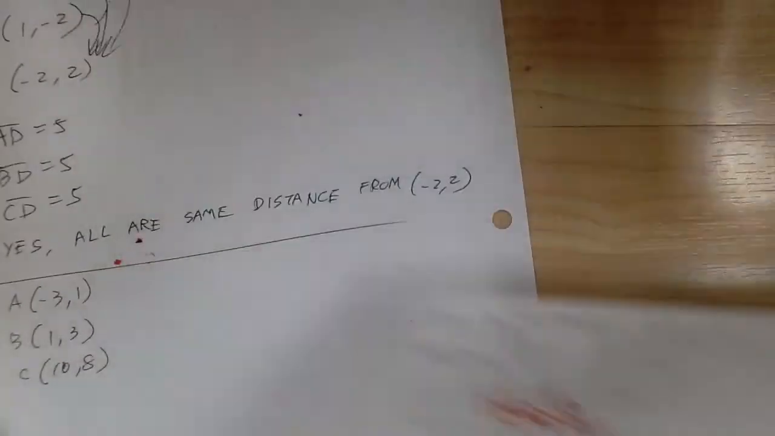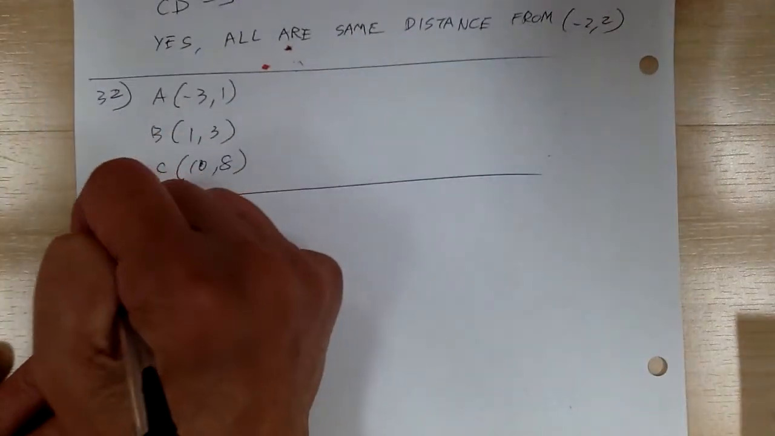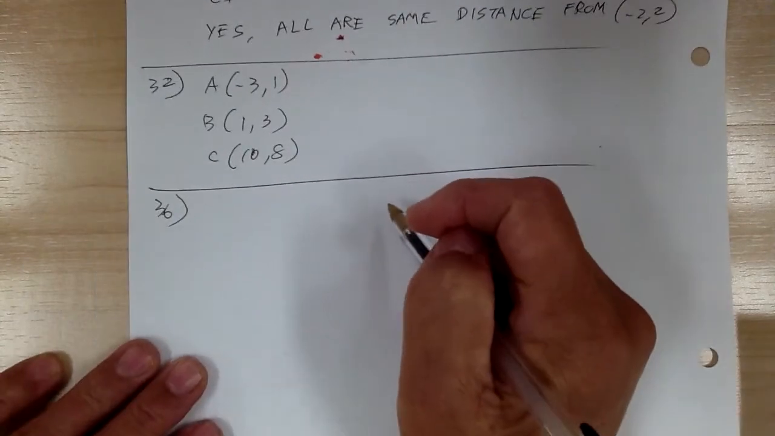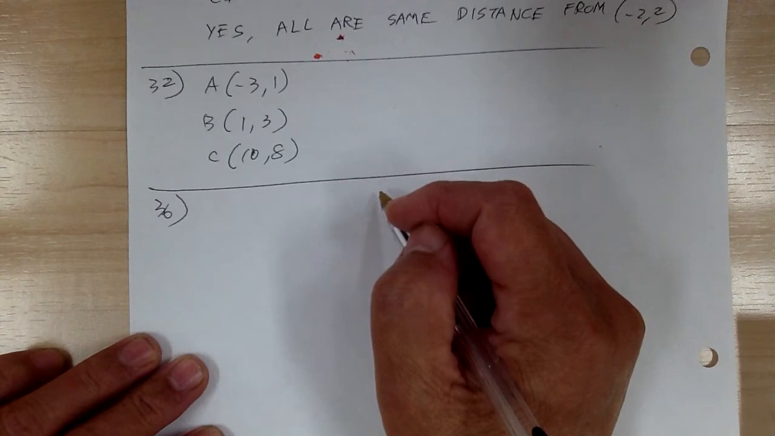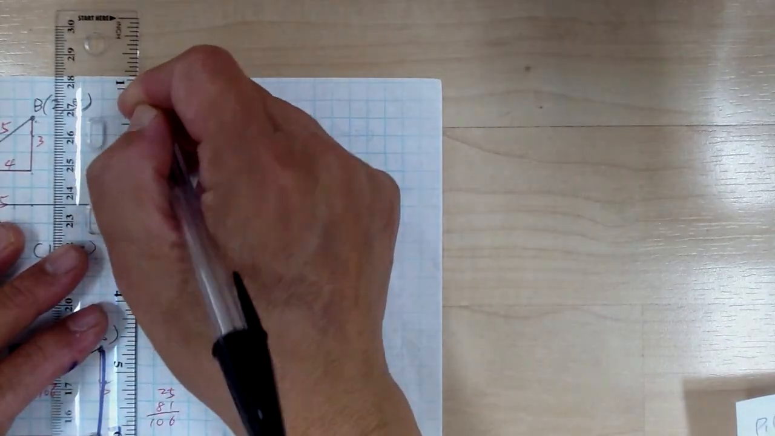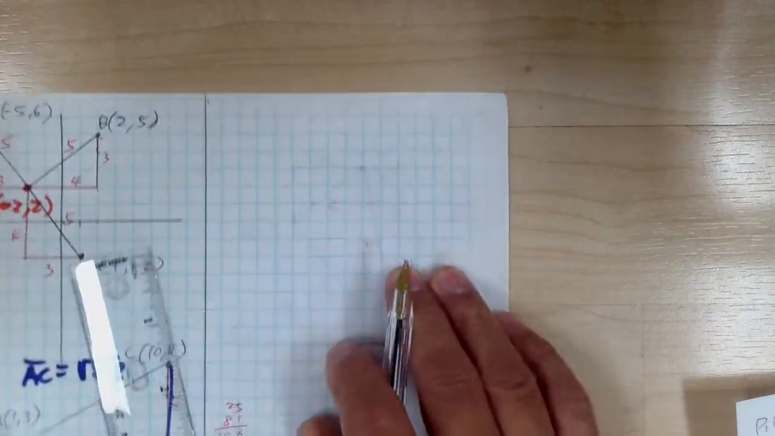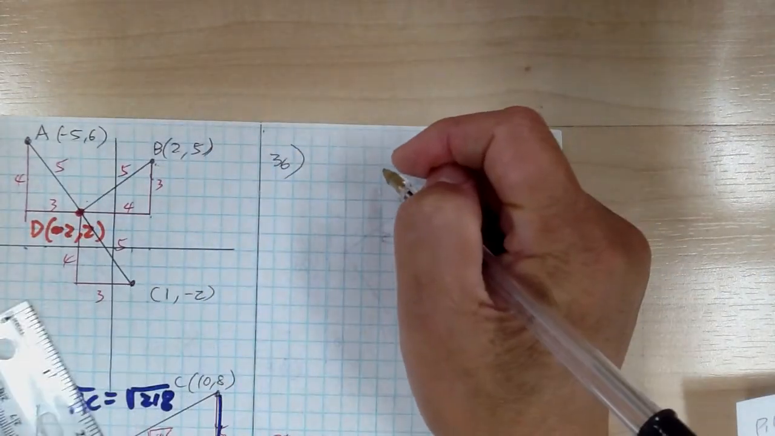Okay, let's go to 36. It says find the point on the y-axis that's equal distance from -4, -2 and 3, 1. Again, it's very helpful if you sketch out your information. It helps you to visualize.